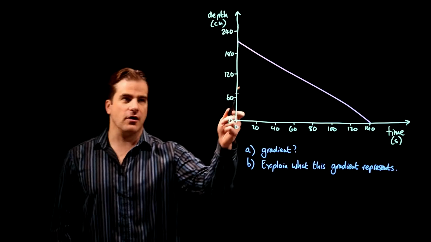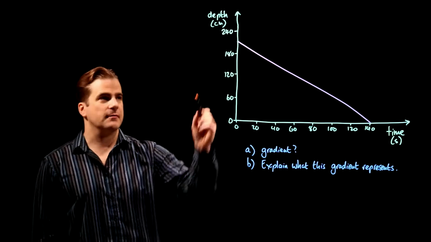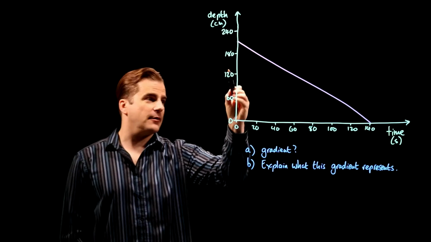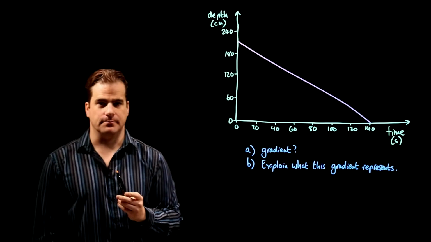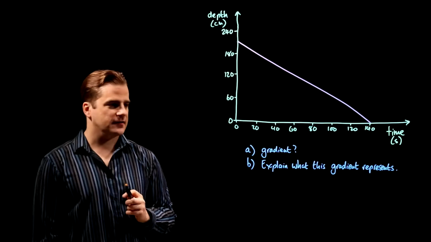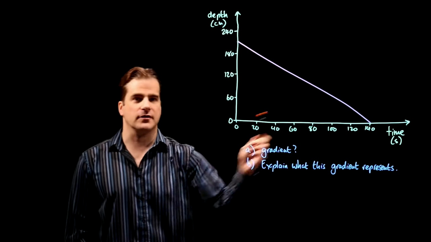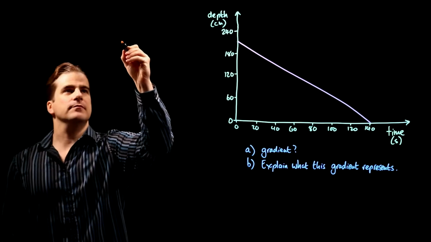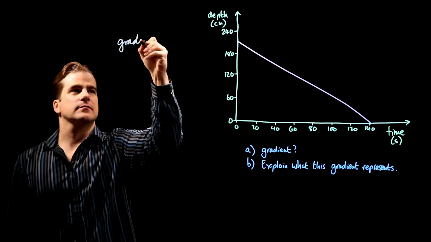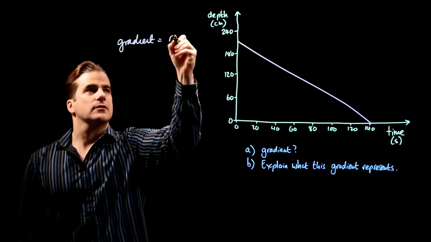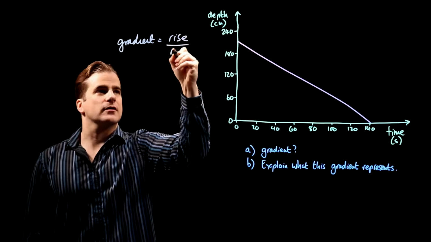Okay, we've been given this graph here which represents the depth of water in a tank and how it decreases over time. And our first task is to calculate the gradient of this graph. No problem. So gradient is rise over run.